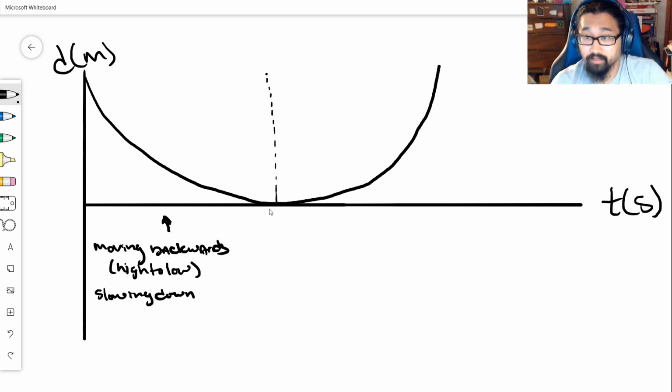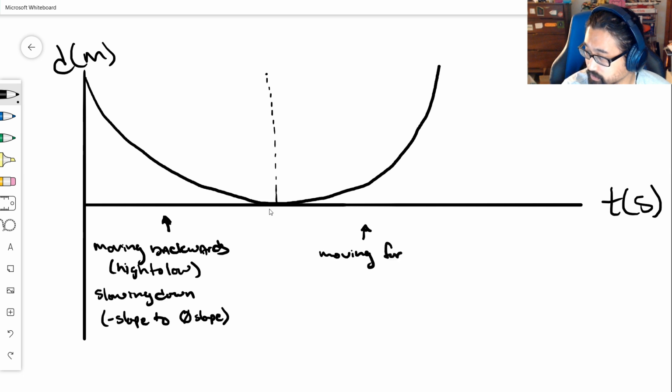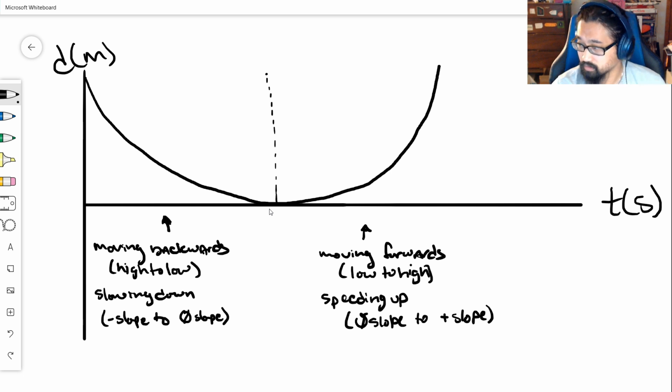Now, I know I didn't draw a perfect graph. I can only do so much. But it's a negative slope to, let's draw a better number, 0, to 0 slope, right? And then here, we're moving forwards. This is low to high, and speeding up because it's 0 slope to a positive slope. Right?